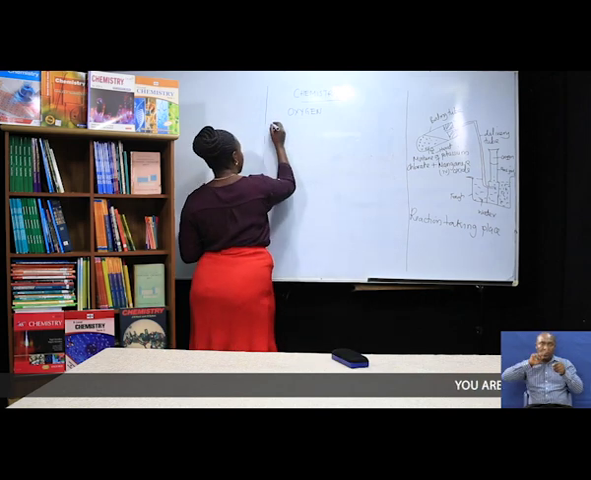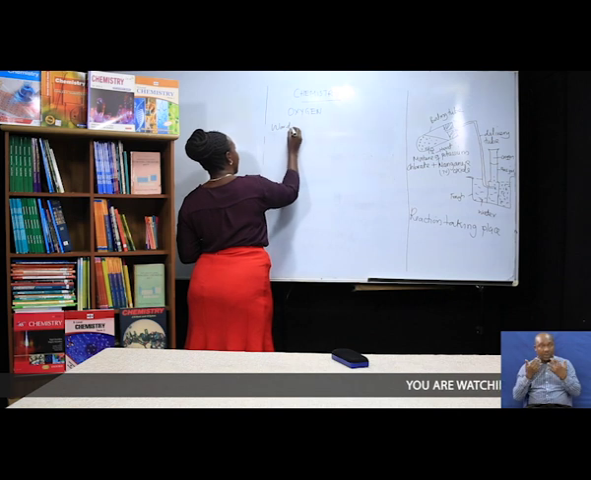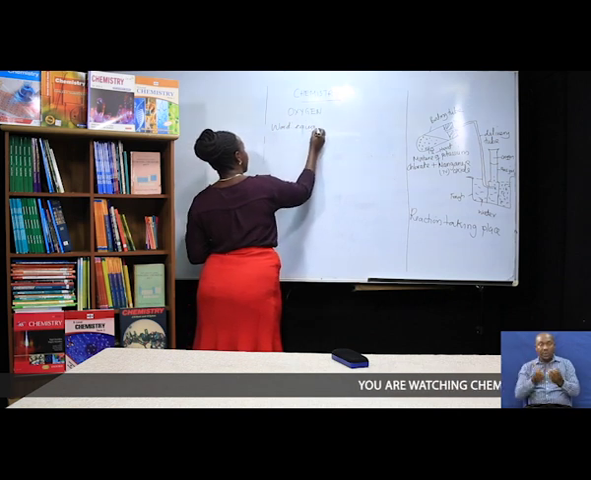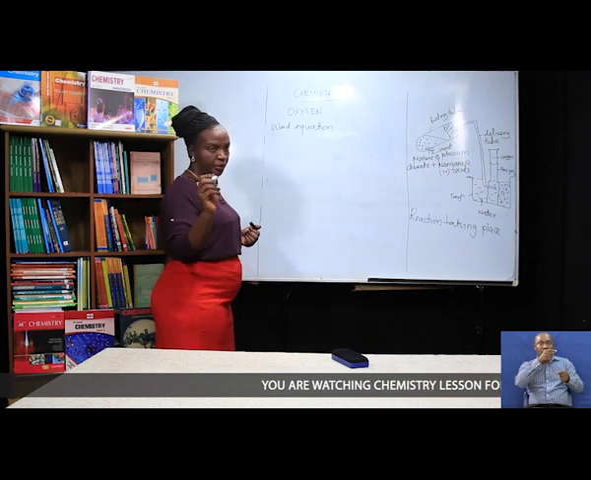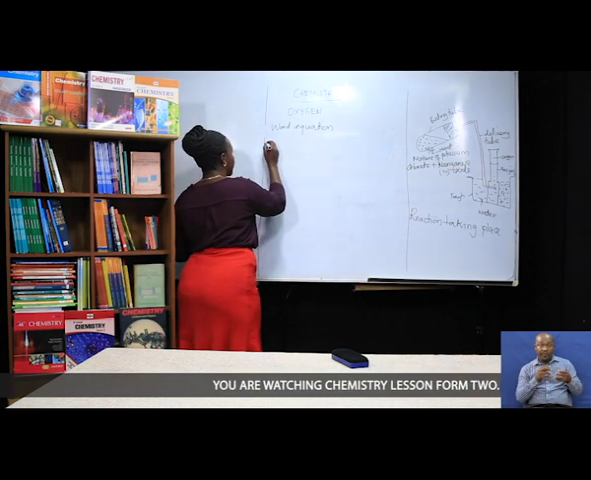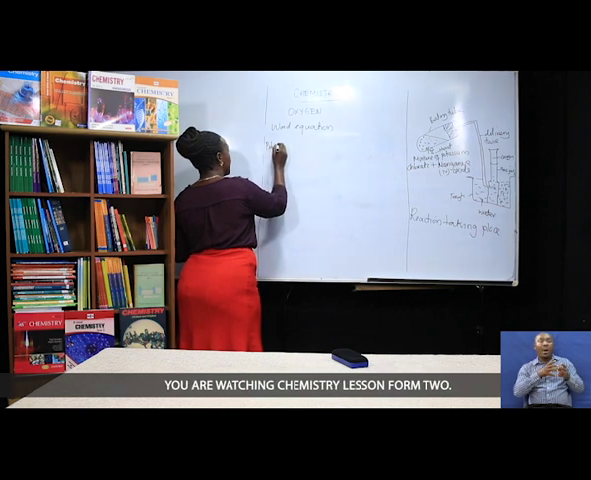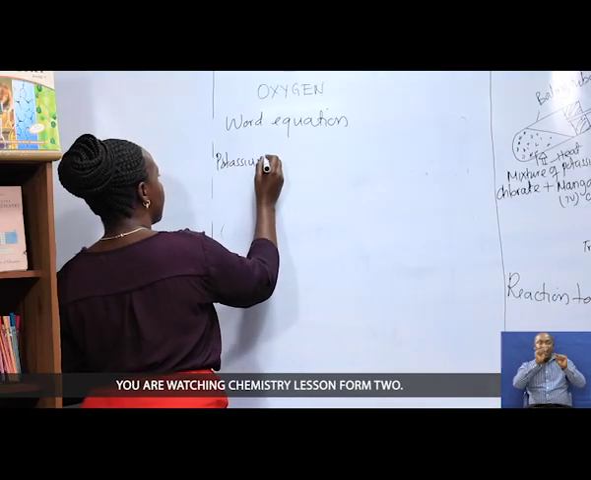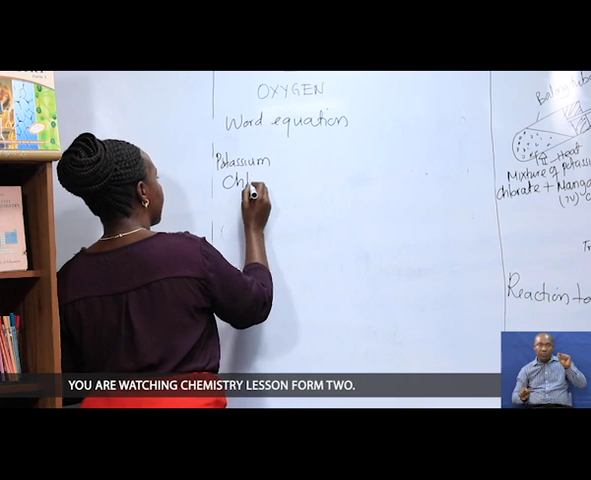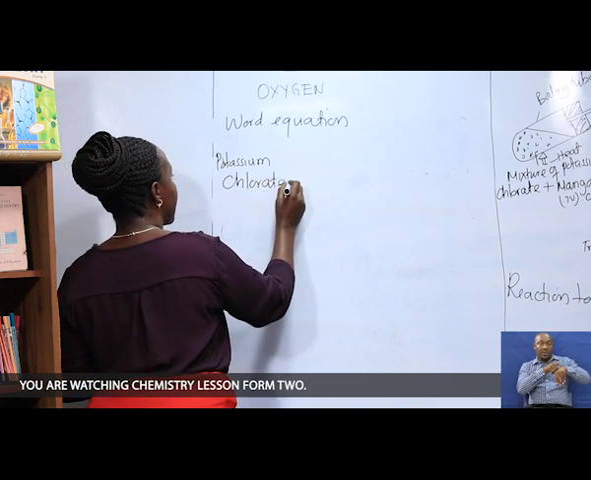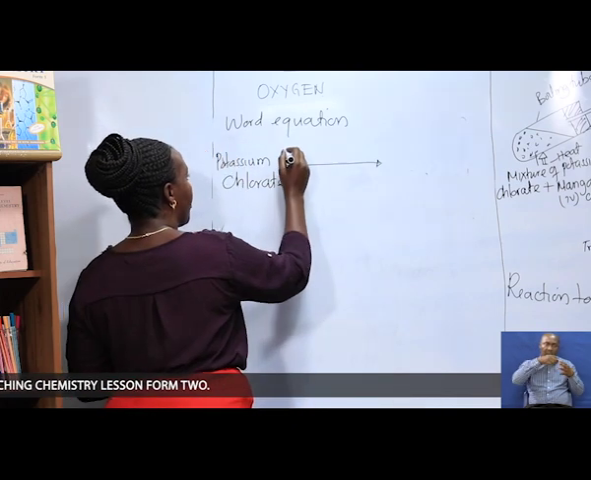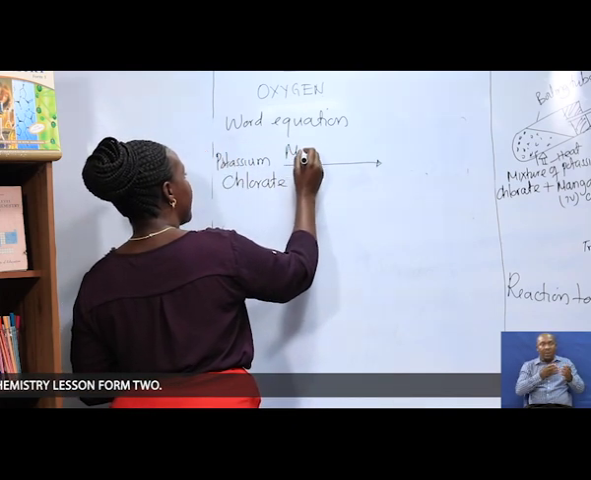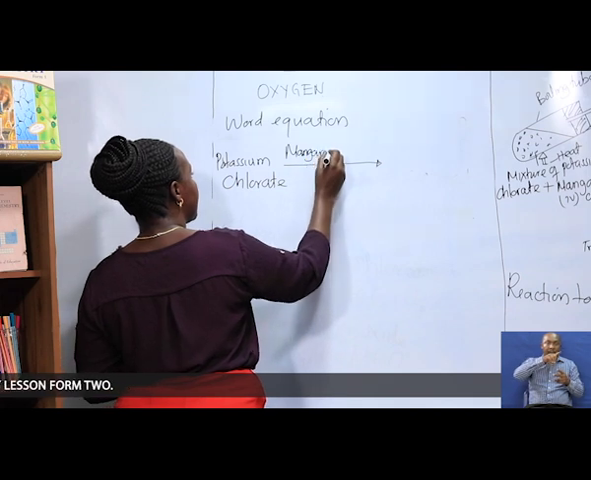So we have what we call a word equation. We must know how to write a word equation, and it must be written in words. Therefore, this is potassium chlorate. This potassium chlorate will decompose in the presence of manganese IV oxide. So everything must be written in words.